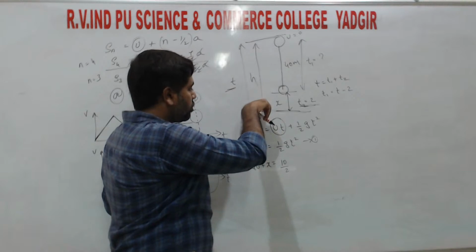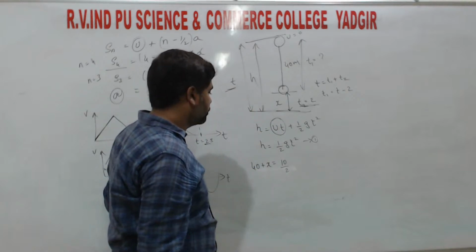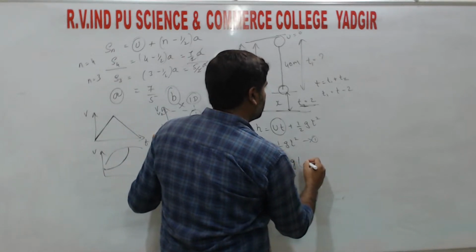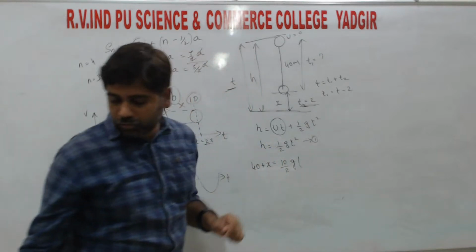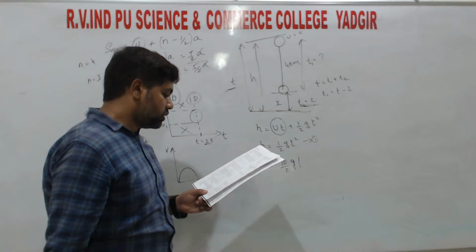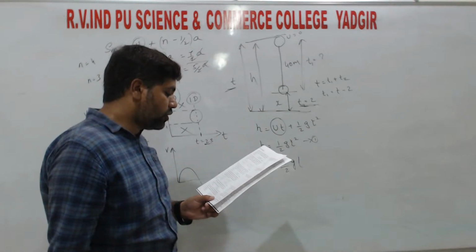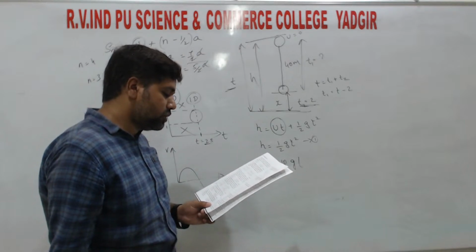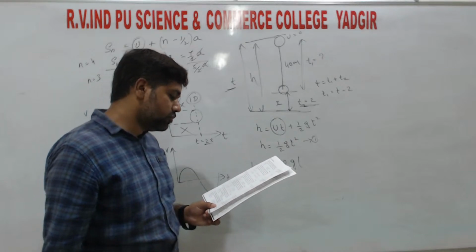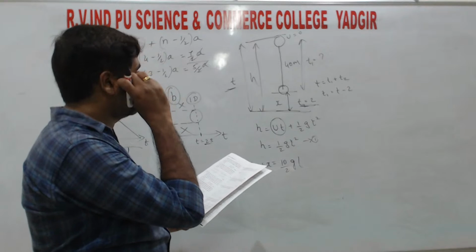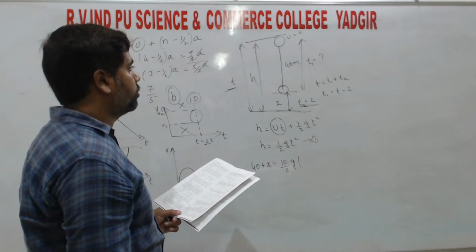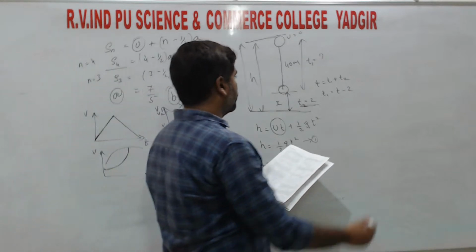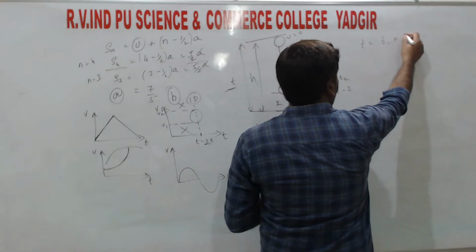Total time T and total height h. 40 plus 6 equals 10 into G. A body dropped from the top of a tower falls through 40 meters during the last 2 seconds of its fall. The height of the tower is... T is equal to T1 plus T2.